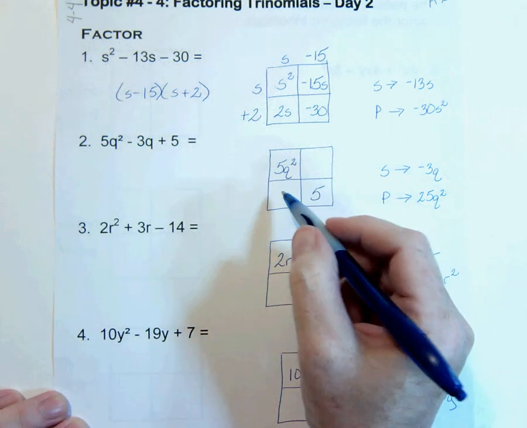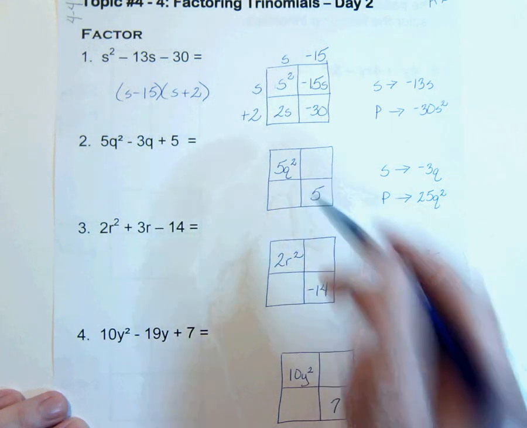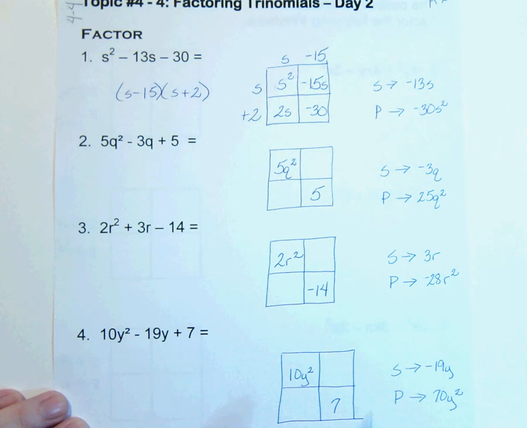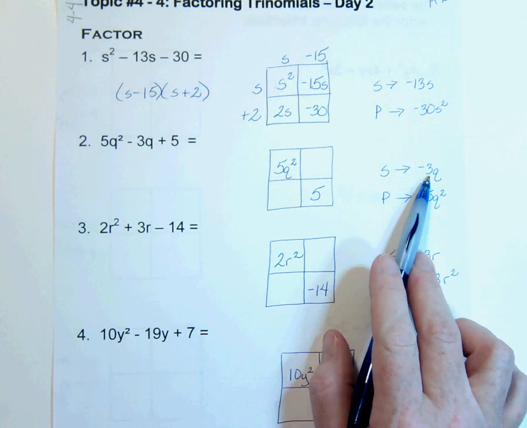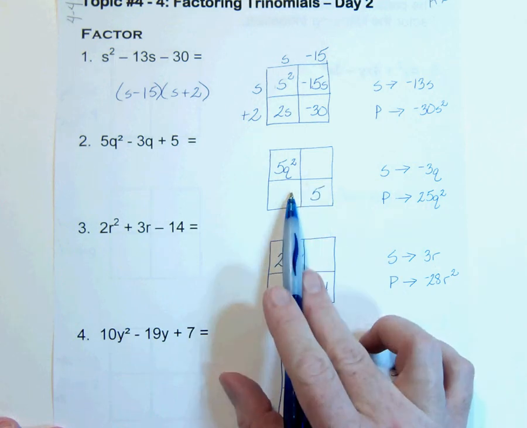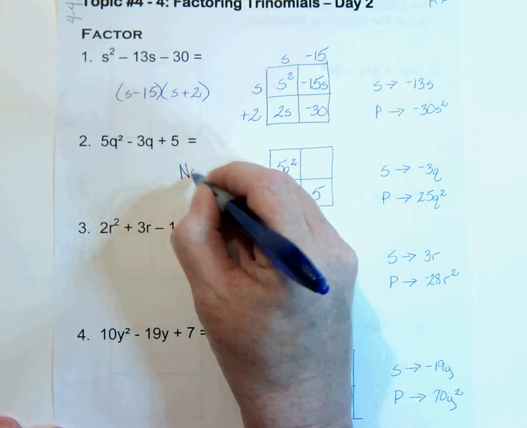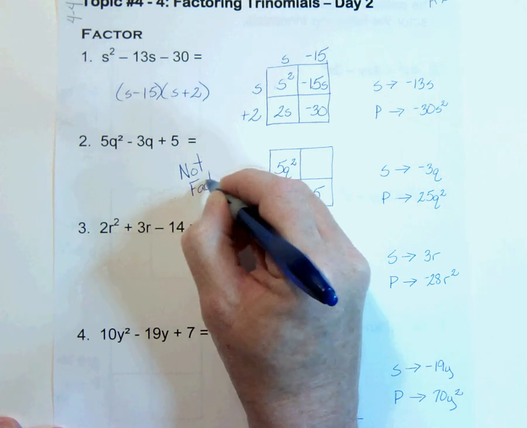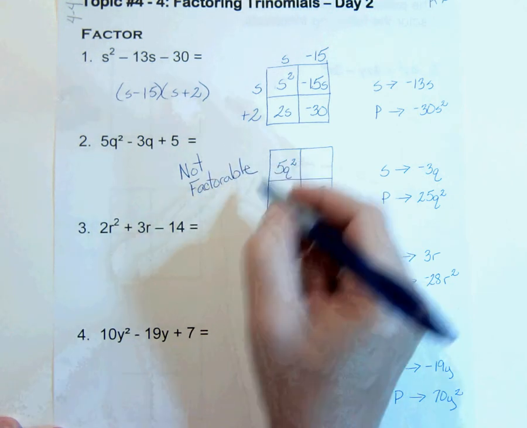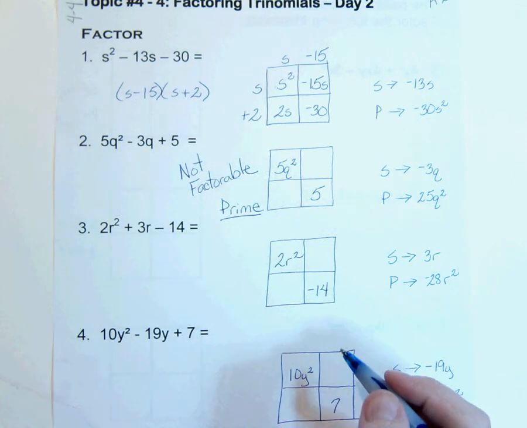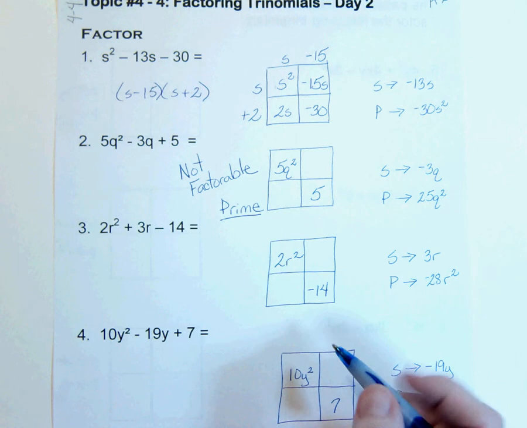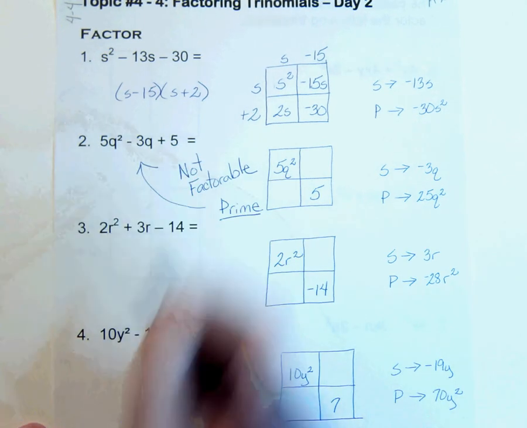Alright, let's look at the next one. If you're to fill in this one, it has to have a product of 25 that gives you a sum of 3. You know, on this one, that doesn't work. There is not a whole number that would go here. So you can either write not factorable, or another term to call this is that this is prime. It's already in its smallest form. Like when we do prime factorization, you're putting it into its smallest form. So this equation is not factorable.